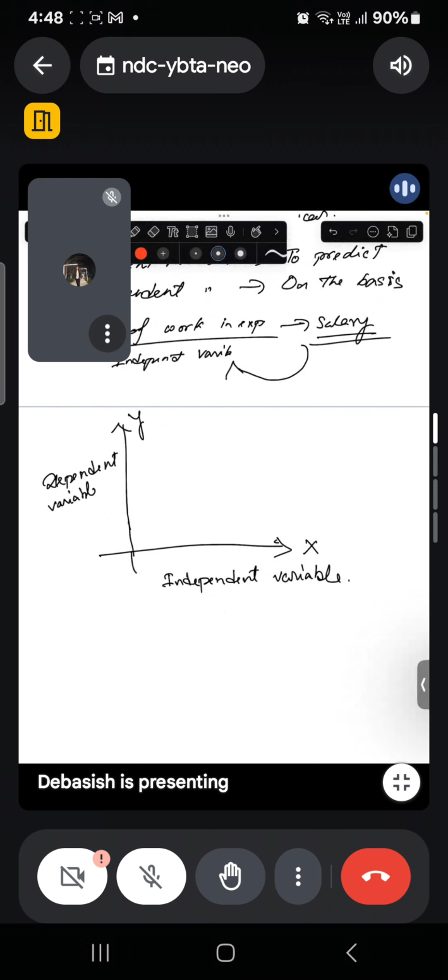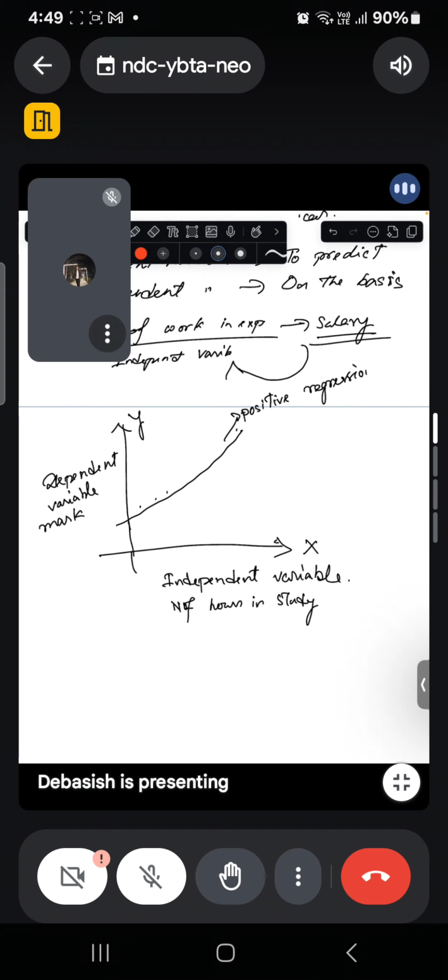Okay, so first take this case: number of hours you study, and marks. If you read more, the marks will increase, so the graph will be like this. So basically if you read more, then your marks will be increasing. So this is called positive regression.